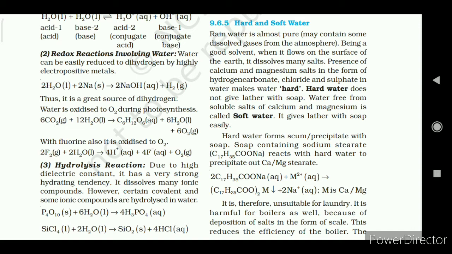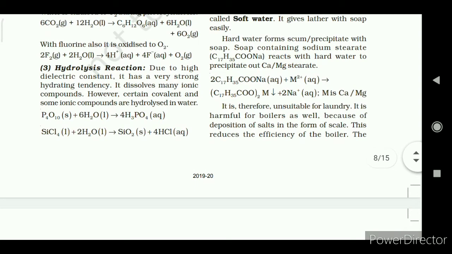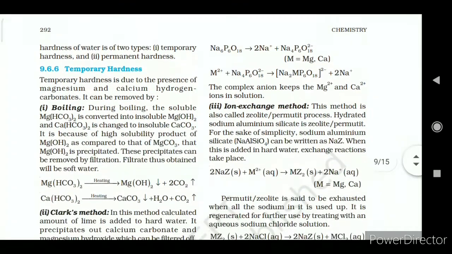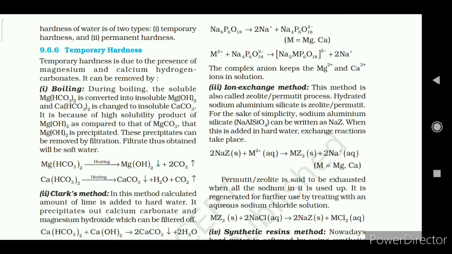9.6.6 Temporary hardness. Temporary hardness is due to presence of calcium and magnesium hydrogen carbonates. It can be removed by number 1. Boiling. During boiling, the soluble magnesium bicarbonate is converted into magnesium hydroxide and calcium bicarbonate is changed into insoluble calcium carbonate. It is because of the lower solubility product of magnesium hydroxide as compared to that of magnesium carbonate that magnesium hydroxide is precipitated. These precipitates can be removed by filtration. Filtrate thus obtained will be soft water.